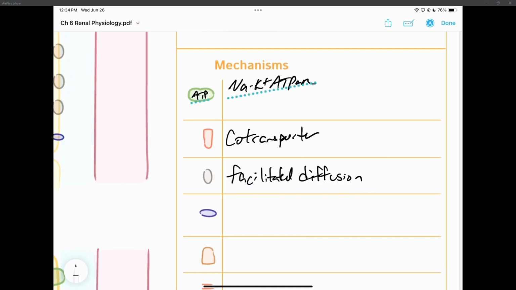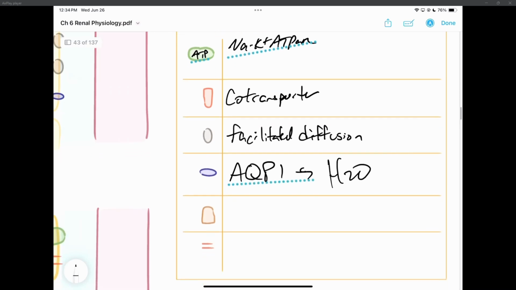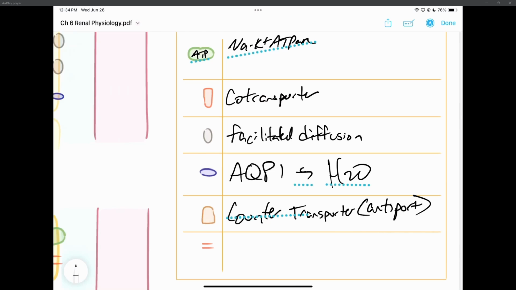The purple oval is an aquaporin channel, aquaporin 1. What do you think they put through it? Water. And the brown pyramid one is a co-transporter. Oh, not co-transporter, I'm sorry, antiporter. And the last one, the little equal sign, is just your simple diffusion. So that's just a key for all the symbols that are in the rest of the drawing.